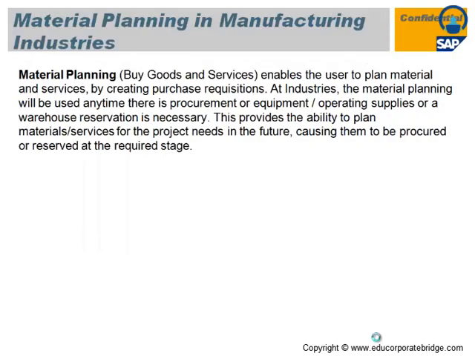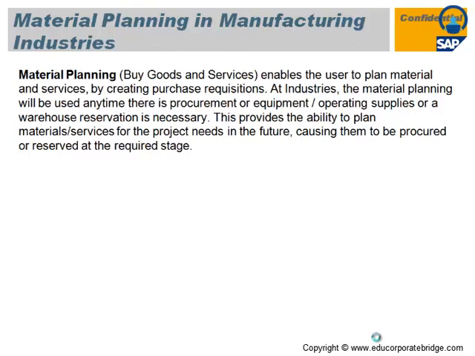So, material planning in the manufacturing industry. You need to assign the material which needs to be procured later on for that particular WBS or network activities. In configuration, if you activate the automatic purchase requisition scenario, the system will automatically create a purchase requisition against that material.